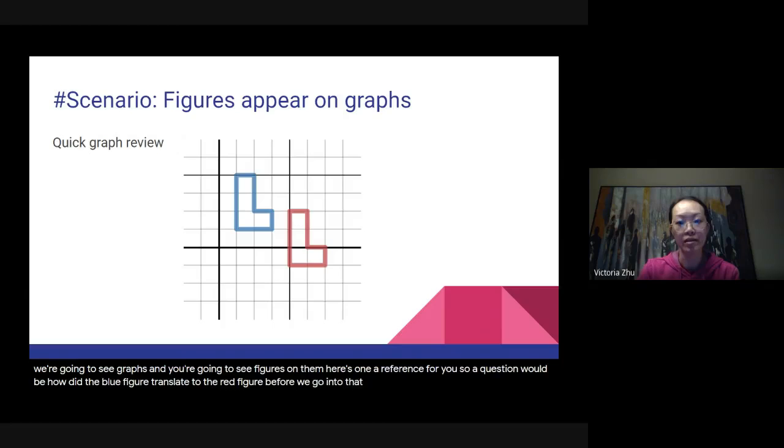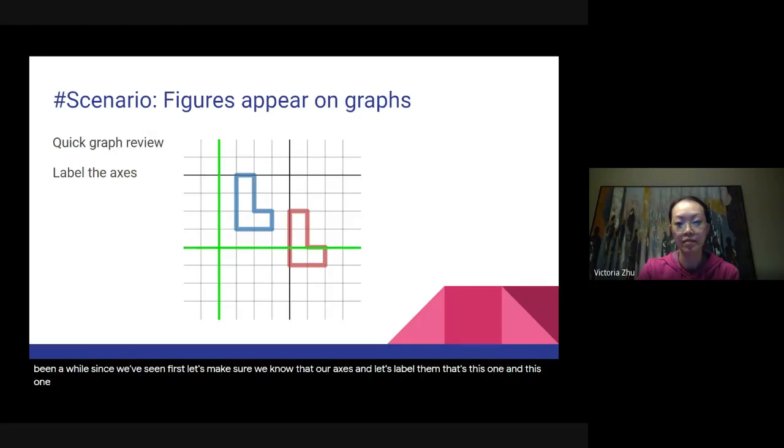Before we go into that, let's first review things about the graph. It's been a while since we've seen them. First, let's make sure we know our axes, and let's label them. That's this one and this line. Go ahead and pause the video. So the axis that's going straight up and down would be our y-axis, and the axis that's going across would be our x-axis.